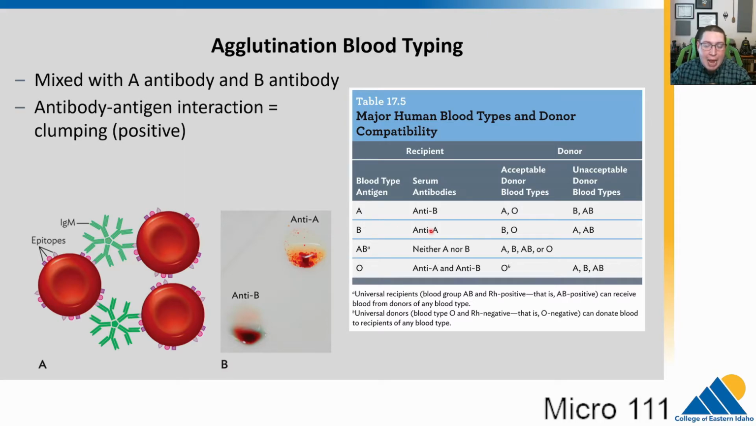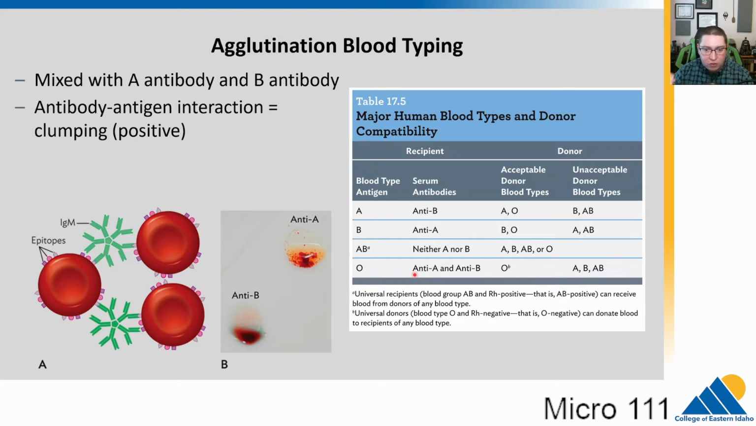They make anti-A antibodies. If you are AB, that means you have both antigens. You don't make any antibodies against these. And you can take type A, type B, type AB, or type O, so you are the universal recipient. If you are type O, unfortunately, you make anti-A and anti-B, so the only type of blood you can receive is O, but you can donate to anyone because you have no antigens on your blood.